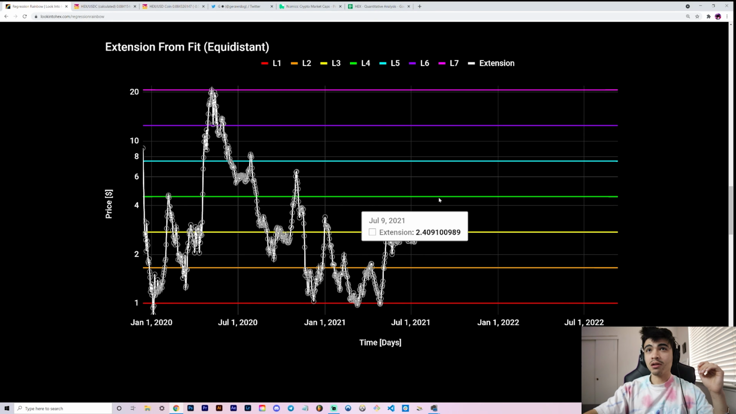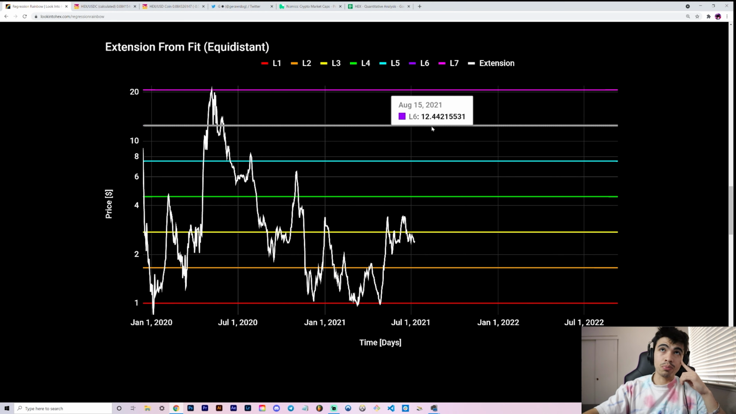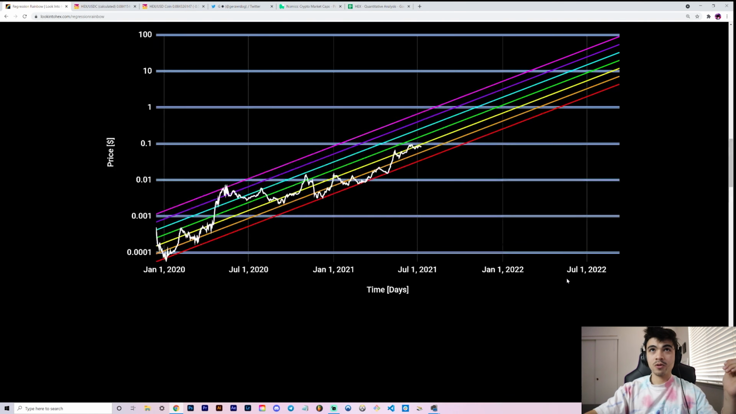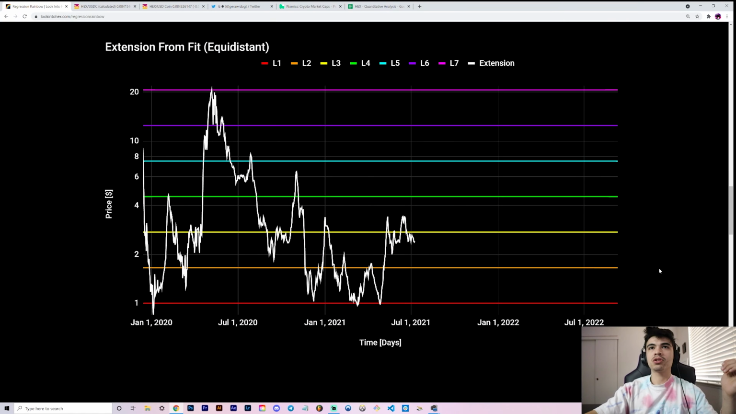So regardless, all of these levels are just to give you an example real quick, purple is still 5x away from here, which a 5x would not be a small move, okay? So just wanted to point that out on our equidistant regression rainbow.